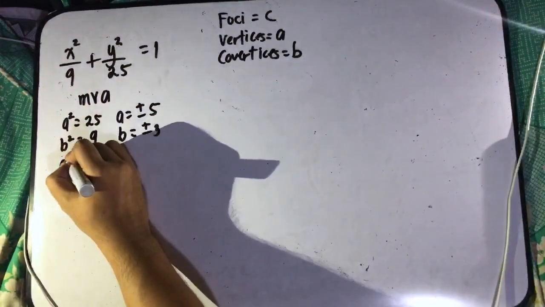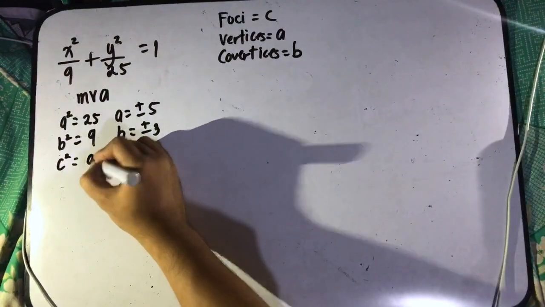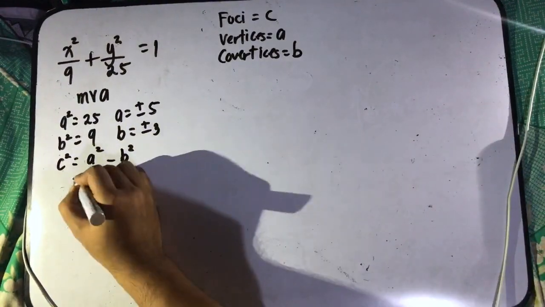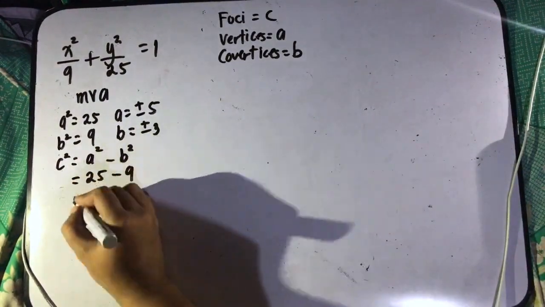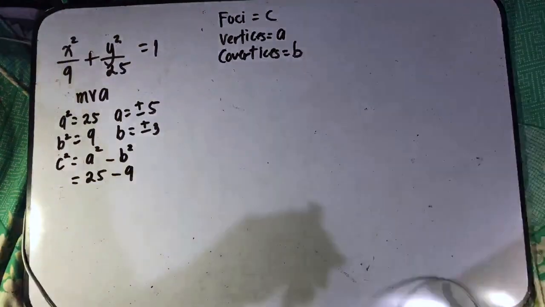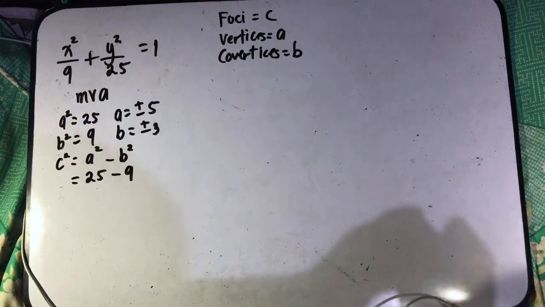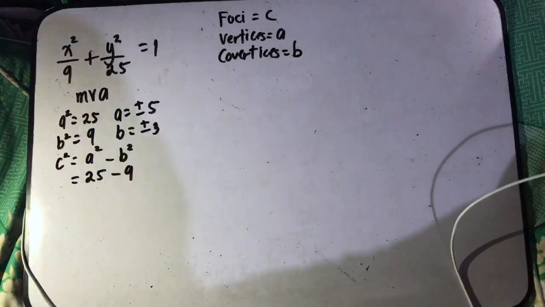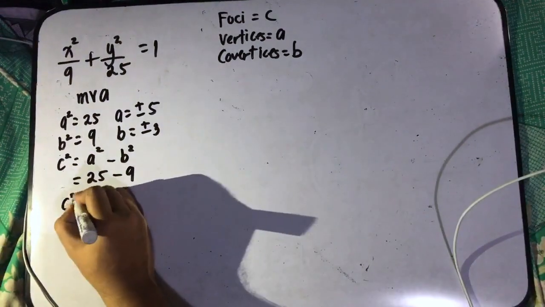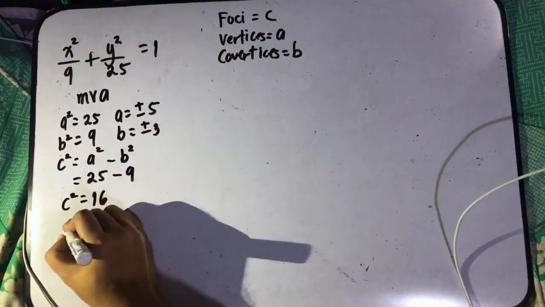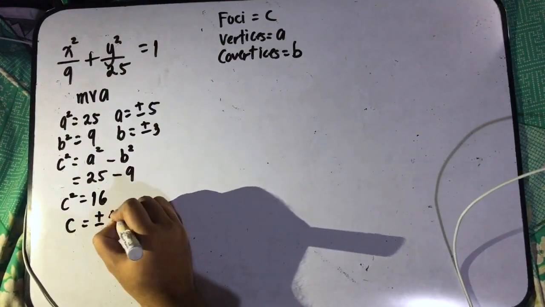So, what is C squared? So, based on the formula, this is now A squared minus B squared. And that A squared is 25 and B squared is 9. What is 25 minus 9? 25 minus 9 would be 16. So, C squared now is equal to 16 and that C is plus minus 4.